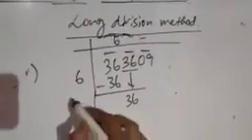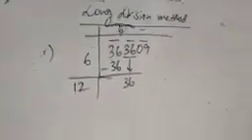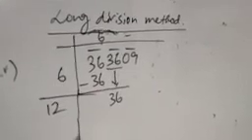Clear? Next, the quotient is 6. We will multiply it by 2, that is 6 into 2 will be 12. Clear? Okay. Next, look at the situation, 12.